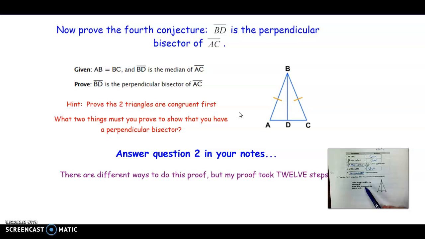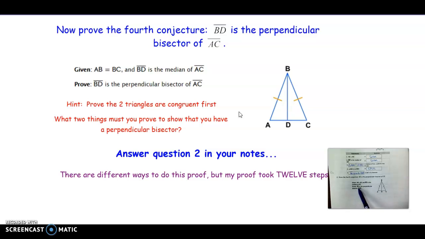We are also given that segment BD is the median of segment AC. Now you might think, okay, I'm going to automatically mark AD is congruent to DC, but that needs to be stated in your proof somewhere. So it doesn't specifically say segment AD is congruent to DC, even though it's implied with the median. That has to be a step in my proof.